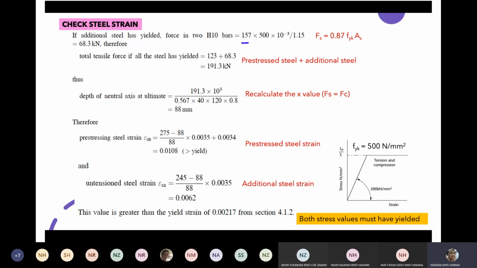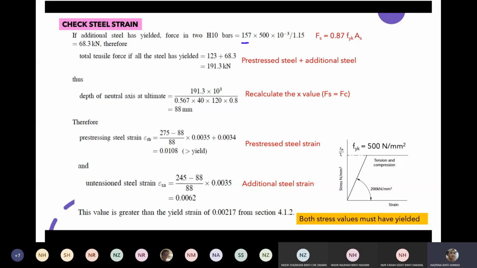Therefore, the total tensile force, if all the steel has yielded, will become 123 plus 68.3. So we have the total tensile force due to the pre-stressed steel, and also the tensile force due to the additional steel. In the checking of the strain, we need to consider both.